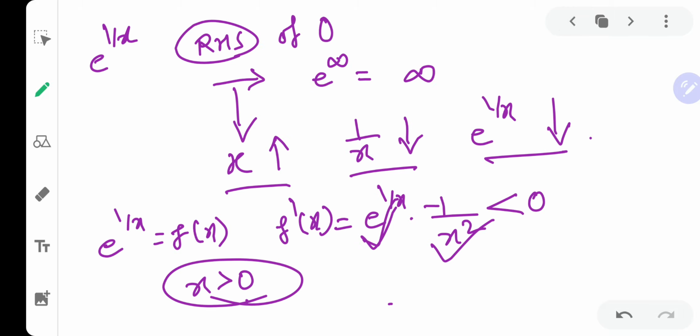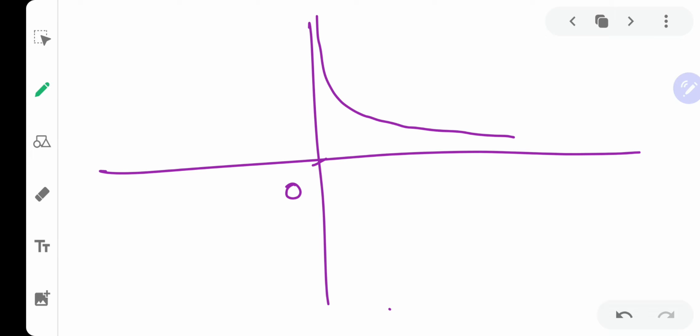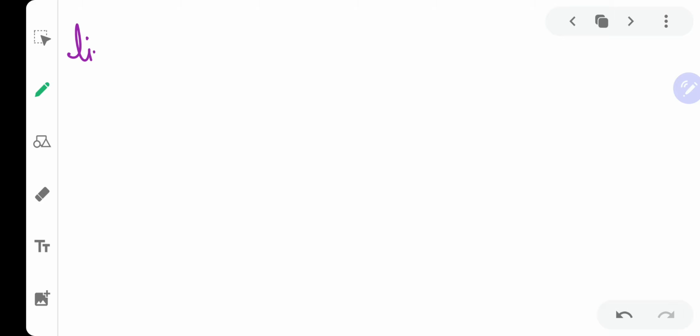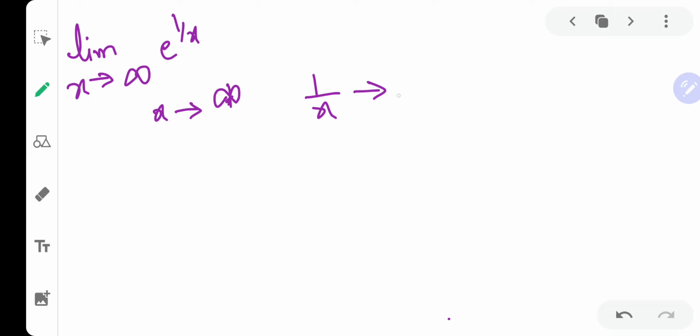But what is happening at infinity, that we don't know. When the value of x is infinity, what will be the value of e raised to 1 by x? Let me calculate that. So limit x tends to infinity e raised to 1 by x. Now this is very easy. If x tends to infinity, then 1 by x tends to 0. 1 by infinity is 0. So this will just be e raised to 0, which is equal to 1.